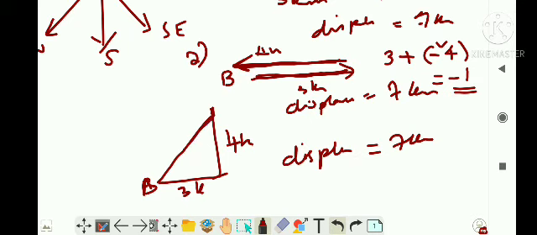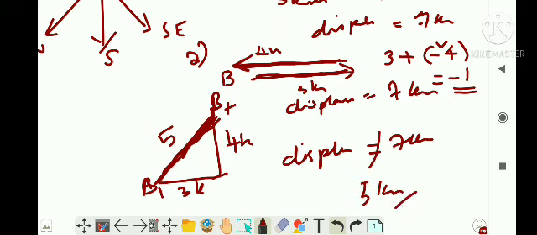And here displacement is the final position minus the initial position. So this is final, this is initial, so this is 5. So again the displacement is not actually equal to 7 kilometers, it is 5 kilometers, right? So this is something you know.